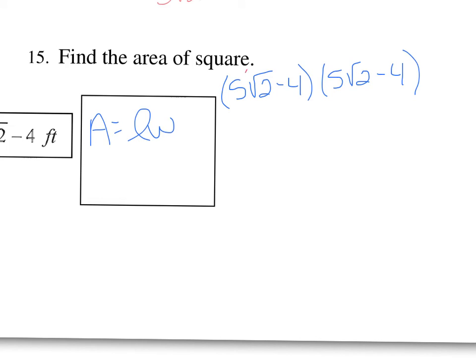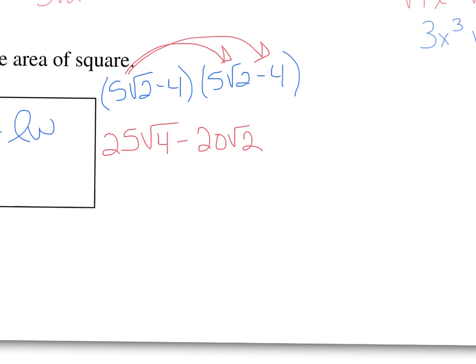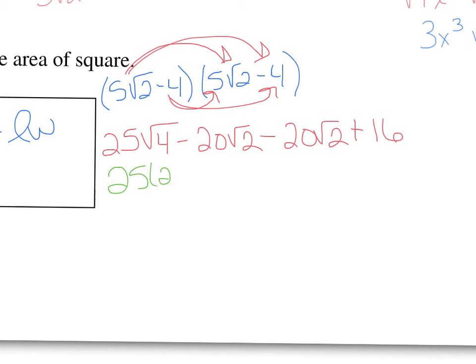Using double distribute, we'll multiply this term times this term. First the outside, then the inside. Then we'll multiply this term times this term, outside and inside. Then this term times this term, outside and inside, and these two terms. Negative times negative makes positive, so this is plus 16. And simplify. So the square root of 4 is 2, so this is 25 times 2.